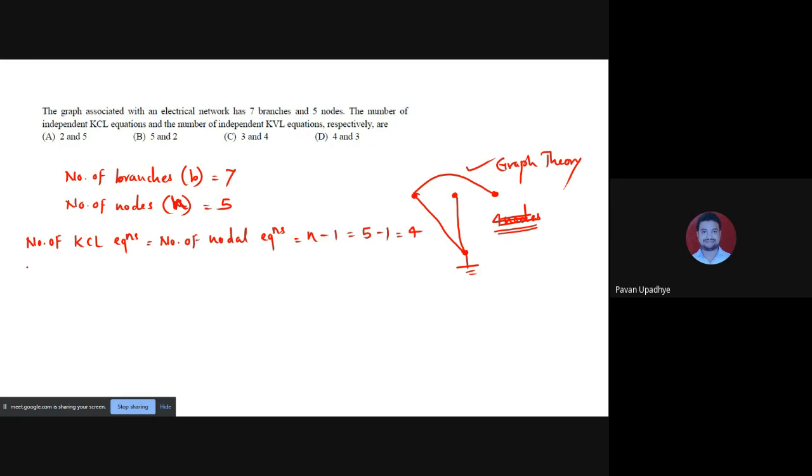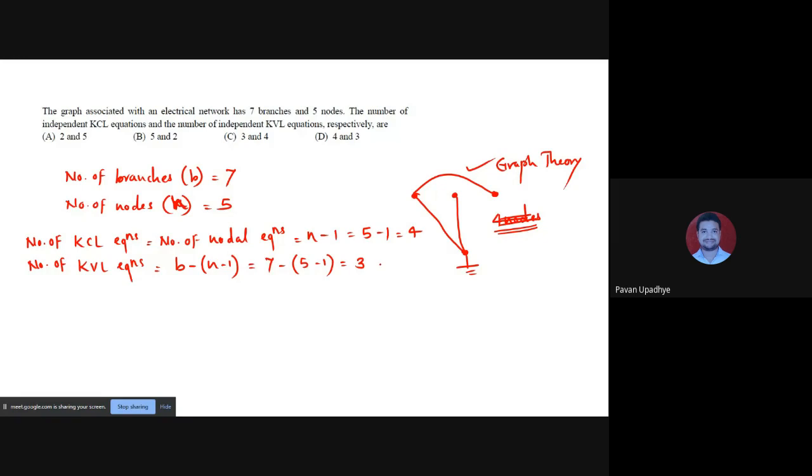Now, the number of KVL equations is asked. The formula is B minus (n minus 1), where B is the number of branches, 7, and n is 5. So 7 minus (5 minus 1) becomes 3.